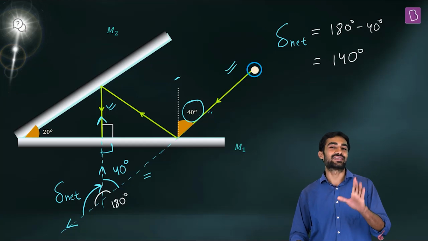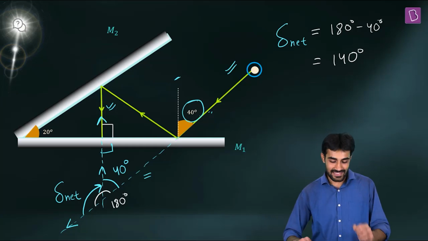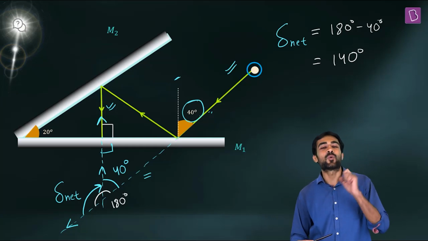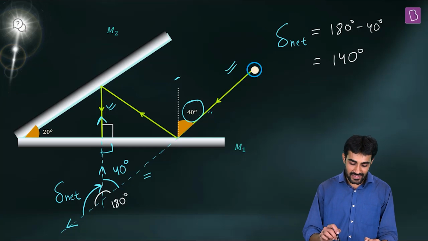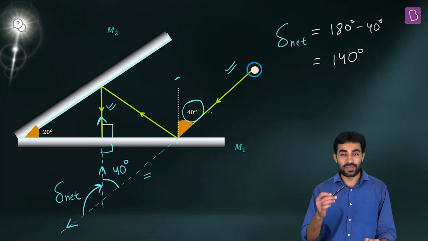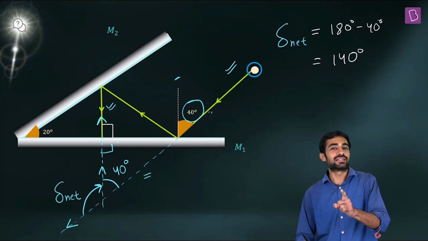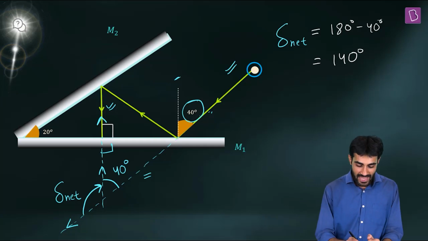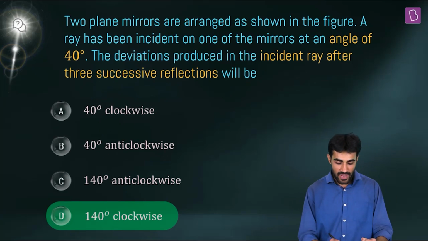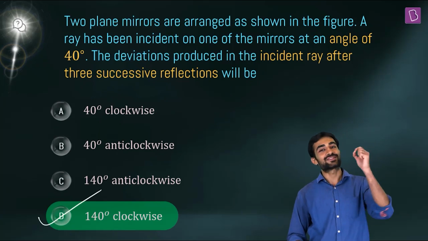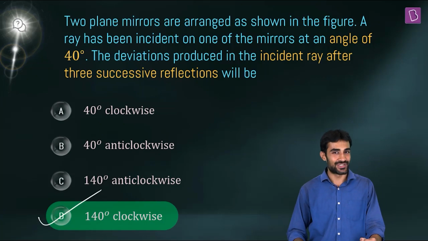Right, exactly. And what is the sense? The sense is clockwise. So delta is in clockwise sense. I hope you can see that, right? So 140 degree clockwise. This is the angle of deviation. And we can mark option D, 140 degree clockwise, as the right answer for our question.